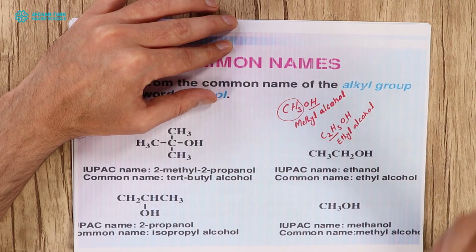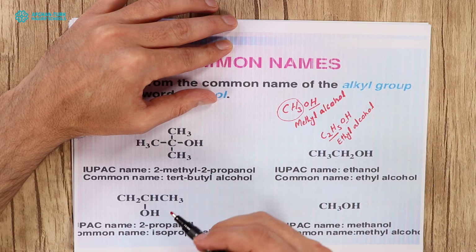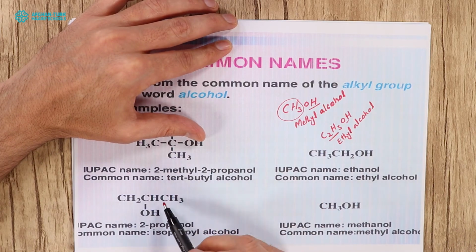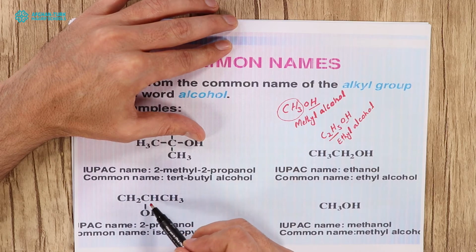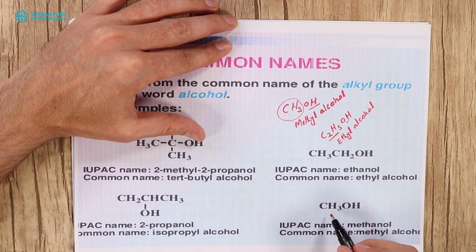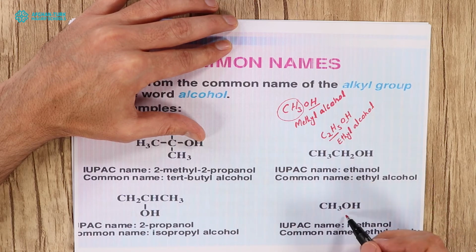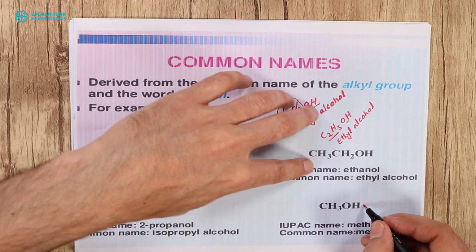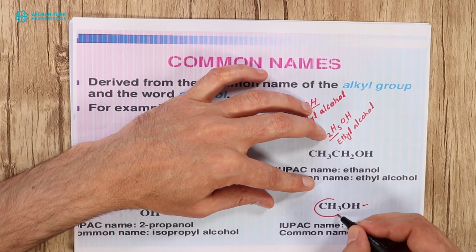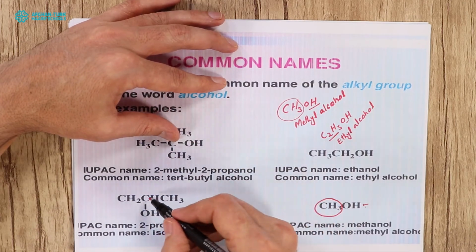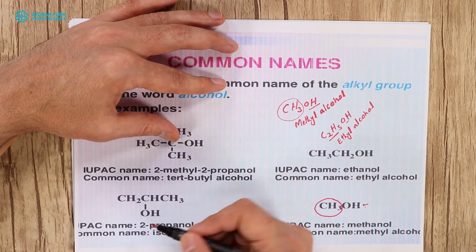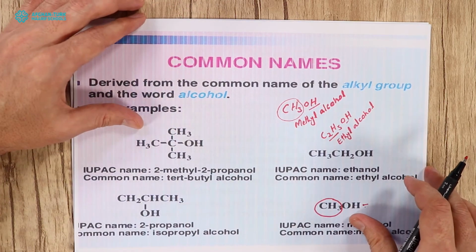You can give another example here. For example, here you can see 1, 2, 3. Here are 3 carbons, so it is propyl, and you can call it propyl alcohol. Likewise CH3OH means methyl alcohol. Their common name is methyl alcohol because this is methyl, so you call it methyl alcohol. And here, propyl alcohol. So this was about their common names.